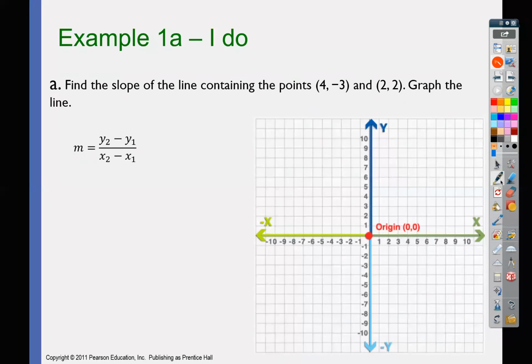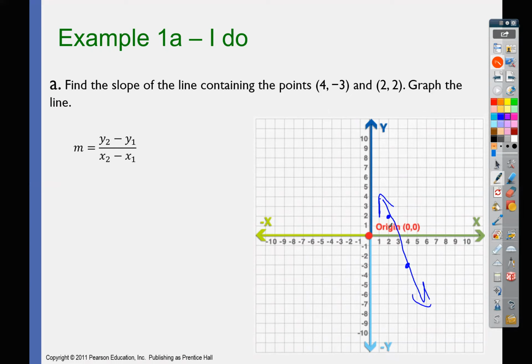So number one says find the slope of the line containing points (4, -3) and (2, 2), and then graph the line. Okay, so we can graph it. We can plot it at (4, -3) and at (2, 2), and then I can draw my line, trying to draw a straight line here. Okay, so what is the slope? Well, you can count it from the leftmost point to the right point.